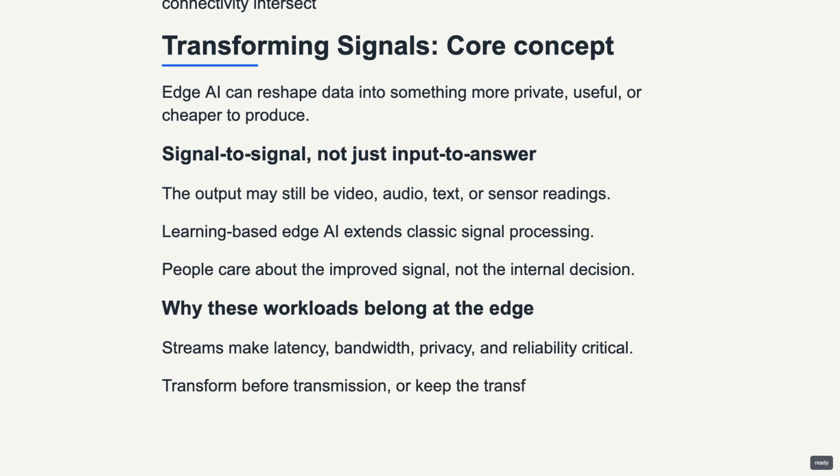Local processing solves a lot of that pressure. The device can reshape the signal first, or it can do the whole job locally and avoid sending the original stream anywhere else.